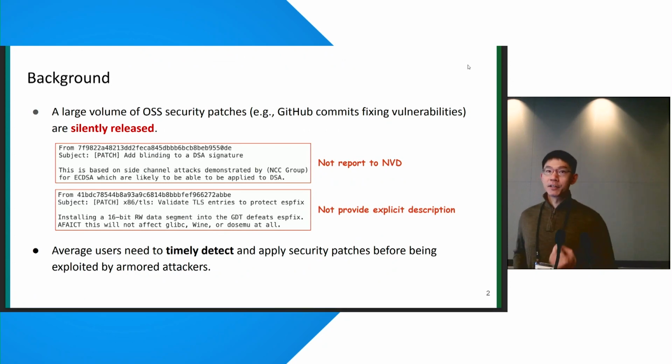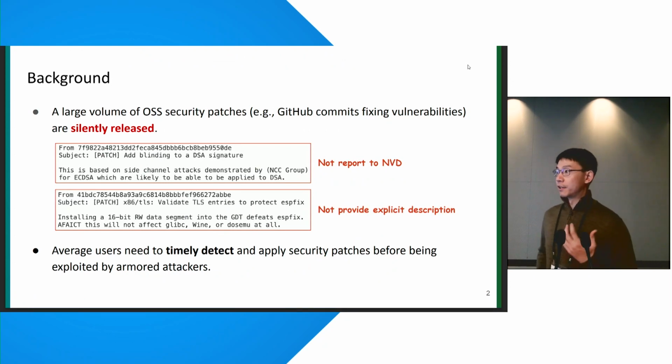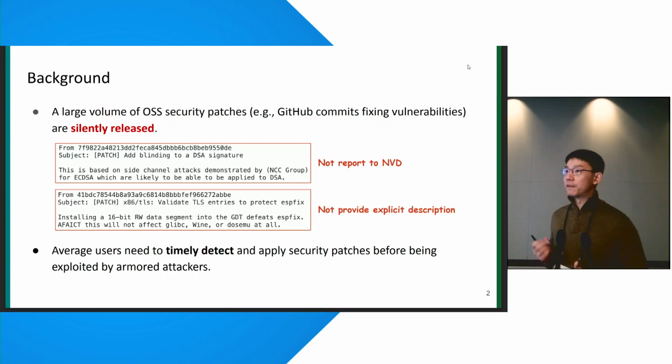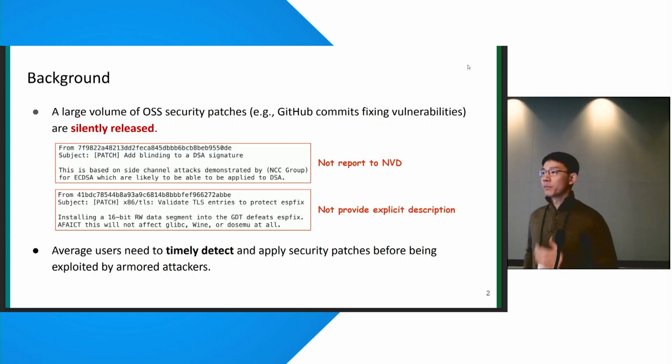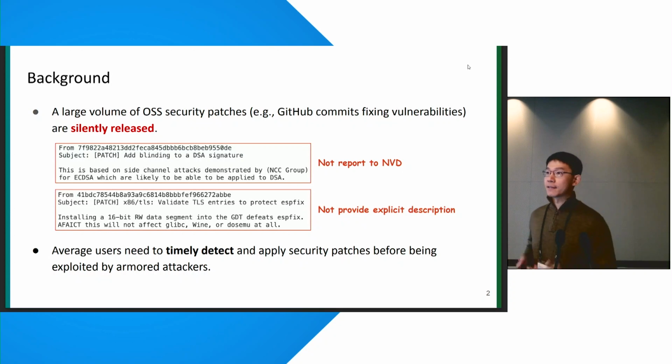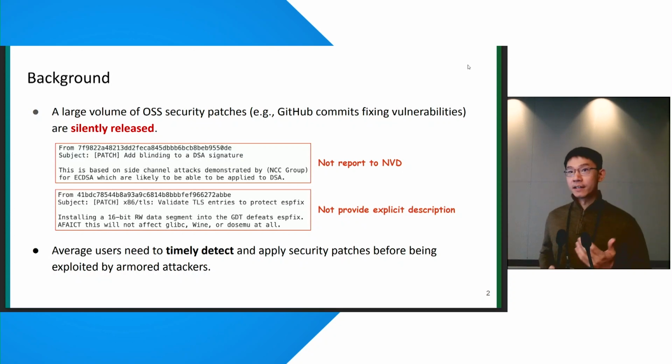As we know, security patches are critical for software maintenance since their code changes are used to fix security vulnerabilities. However, from our observation, a large volume of open-source security patches are silently released without being reported to the National Vulnerability Database, the NVD, or providing any explicit descriptions. For example, they do not provide their security impacts in their change logs. So attackers might carefully inspect the source code changes and leverage the hidden security patches to launch end-day attacks against the unpatched downstream software. So users need to timely detect and apply these security patches before being exploited.